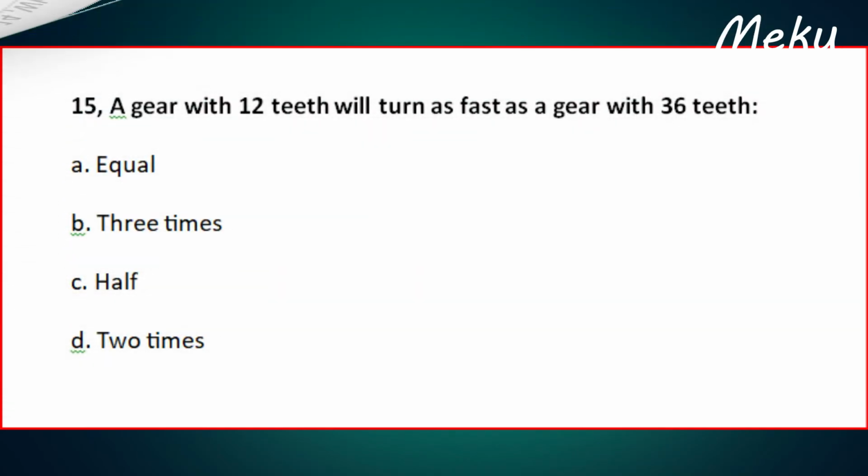15. A gear with 12 teeth will turn how fast compared to a gear with 36 teeth? A. Equal. B. 3 times. C. Half. D. 2 times.